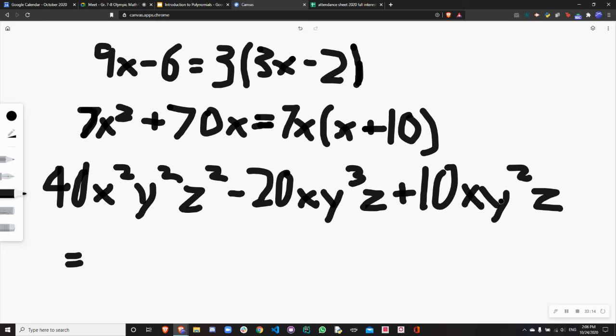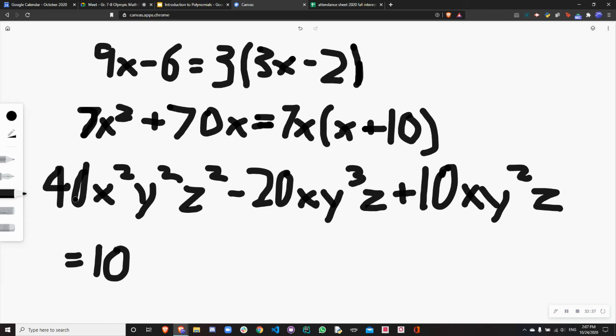But first, let's look at the greatest common factor between 40, 20, and 10. Can someone tell me what that is? So what's the greatest common factor of 40, 20, and 10? So we're looking at the coefficients first. 10, perfect.